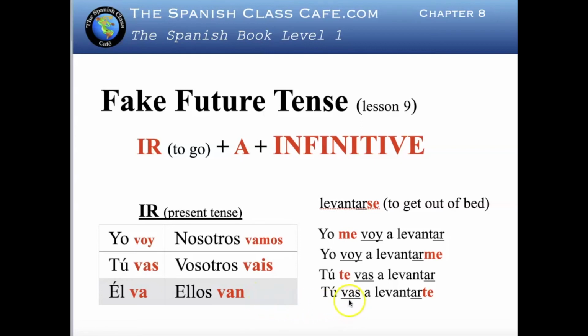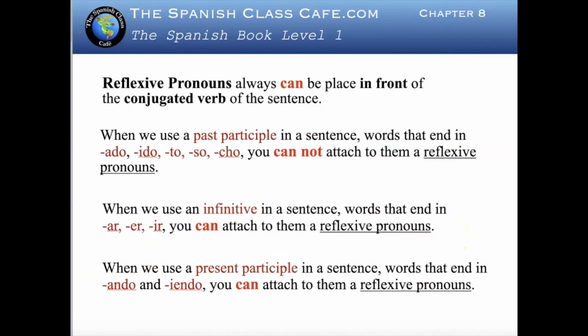Now notice again that the conjugated verb is the verb to go, and levantar is going to stay levantar, or it will have the reflexive pronoun attached to the end. Then it will sound a little different because it's AR plus the reflexive pronoun. Now let's see what we really learned in this lesson. We learned that the reflexive pronouns always can be placed in front of the conjugated verb of the sentence. You can place the reflexive pronoun in there if you want. And when you move it to the back, it doesn't change the meaning.